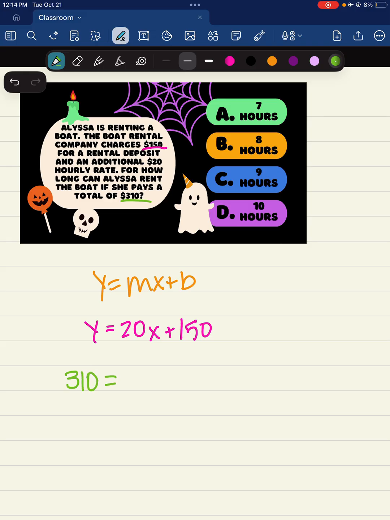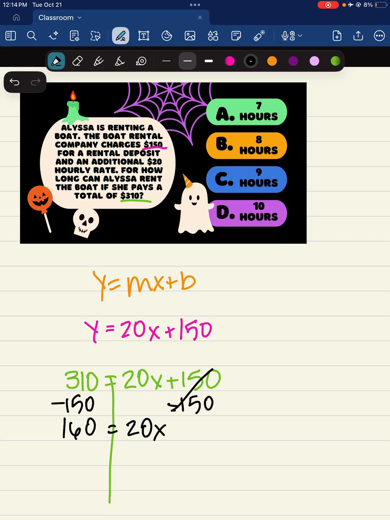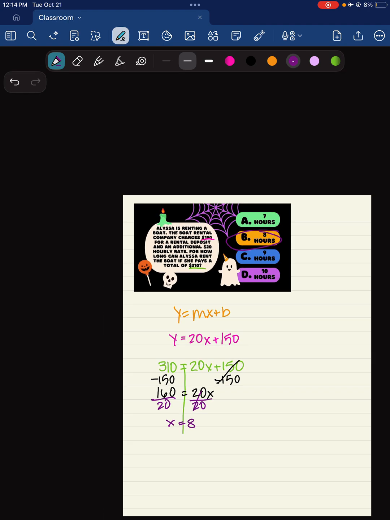So we do 310 equals 20x plus 150, and then all you're going to do is solve for x. So we're going to subtract 150 on both sides, and you get 160, I believe. 310 minus 150 in my head, yes, just double checking. So that cancels. So we would have 160 equals 20x. Then our final step, we would divide by 20, that cancels. So x would equal 8. So our answer here would be B, 8 hours.